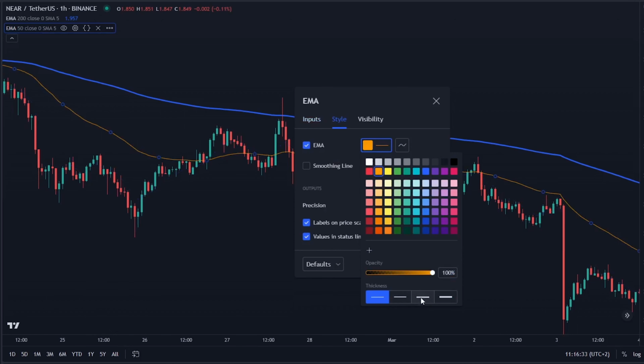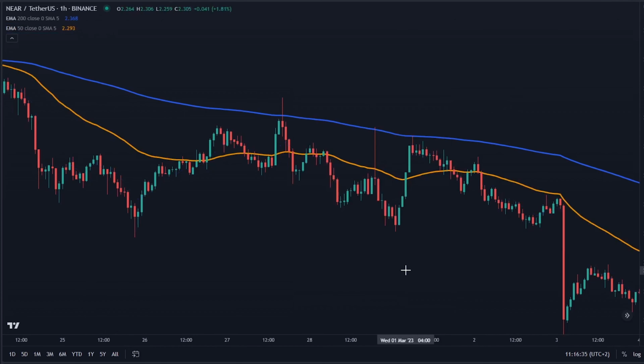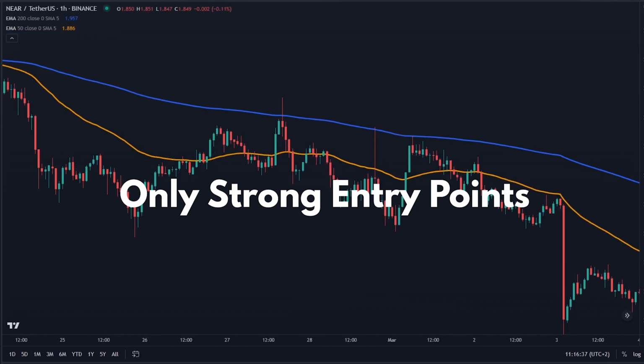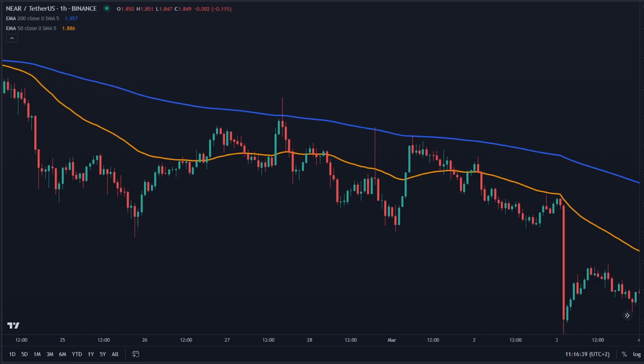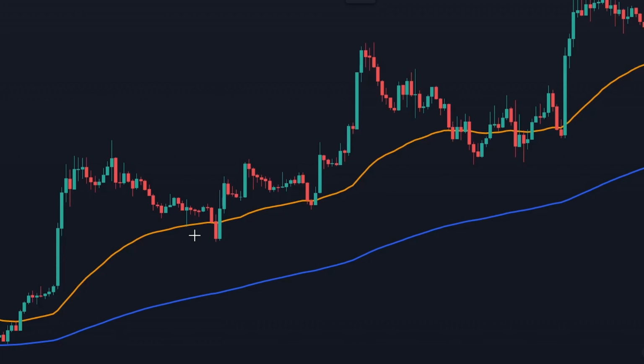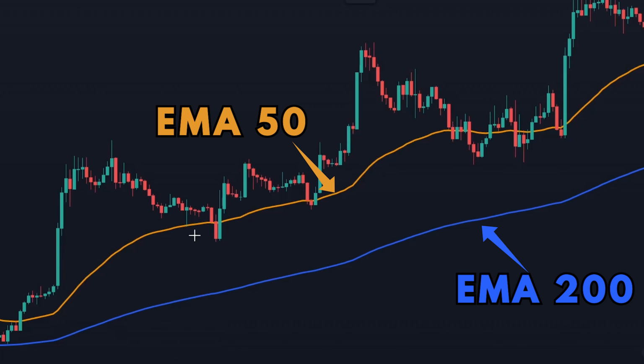Now, we have added both exponential moving averages to help us identify only strong entry points using the candlestick pattern setup. Note that in our trading setup, we want to trade with the trend. So, in the case of a bullish signal, 2 conditions need to be met. First, the orange EMA 50 line needs to be above the blue EMA 200 line, which confirms a bullish trend.